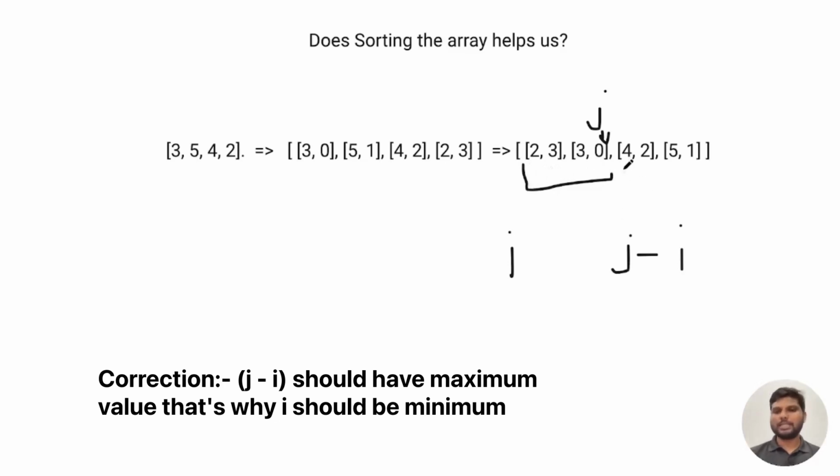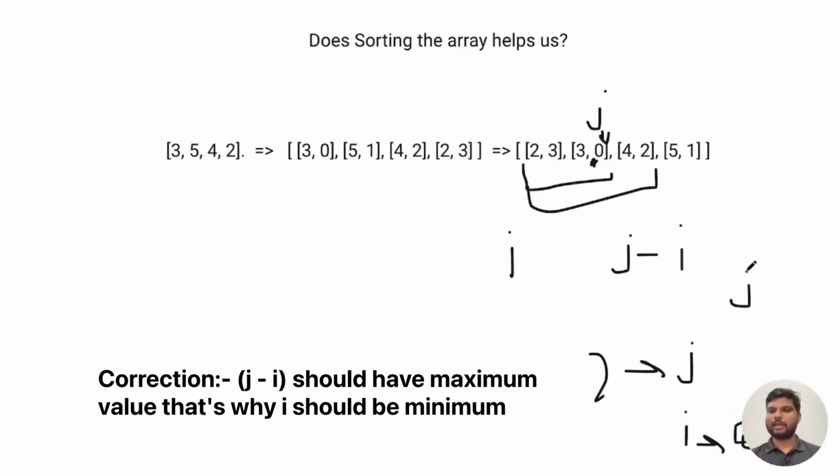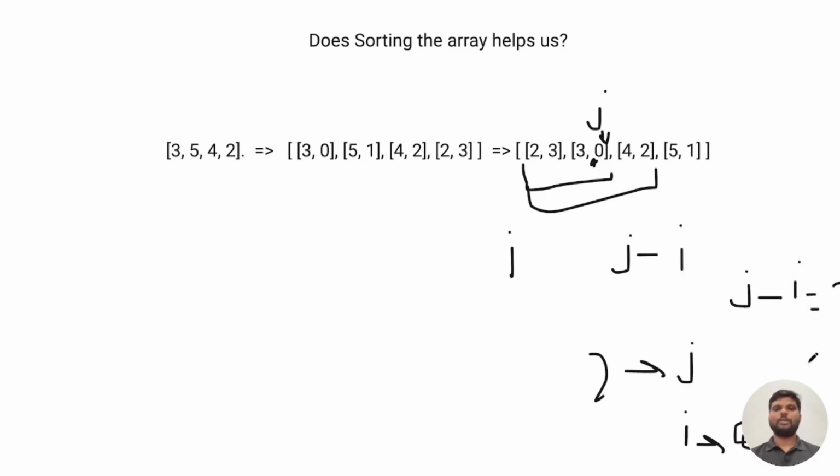Consider this example of 4 and 2 as well. If we are considering 2 as our j, we need to find the minimum i in these 3 elements such that j minus i is minimum. Which is the minimum i in these 3 elements? Well, it's 0, right? So our i becomes 0, and our j minus i becomes, well, it's 2, right? So hope you got the intuition behind the solution that we are going to implement.